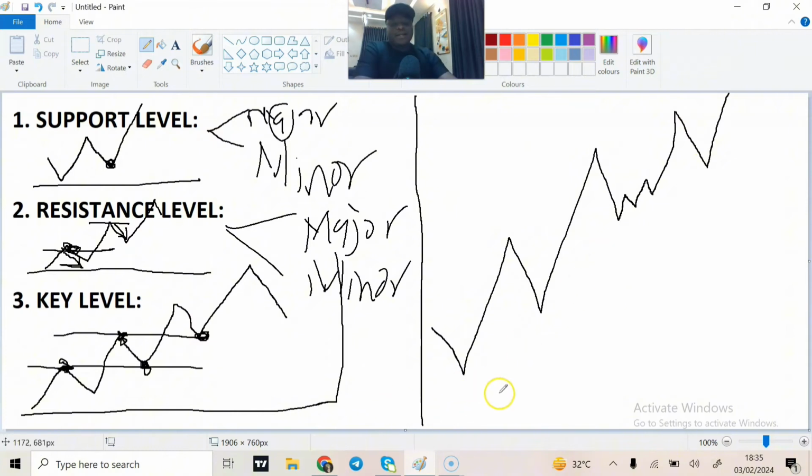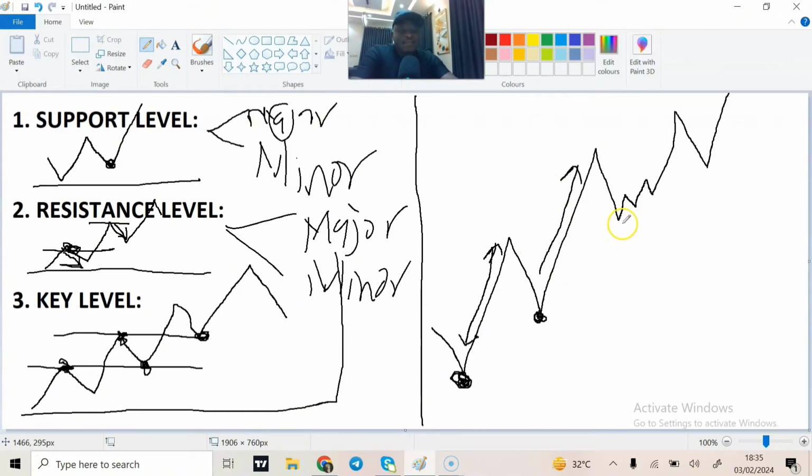So in this kind of market, this right here is a major support. Okay, major support, because look at all this retracement. Look at where the market bounced, how far the market bounced off this support level. This right here is also a major support. Look at all the market that rallied off from this particular level.